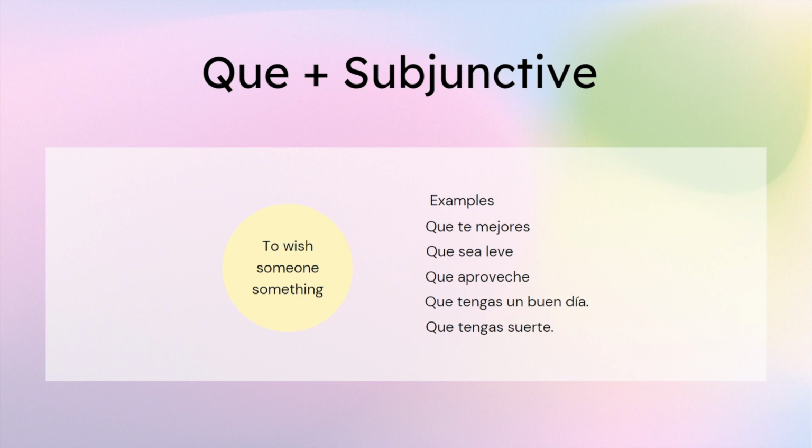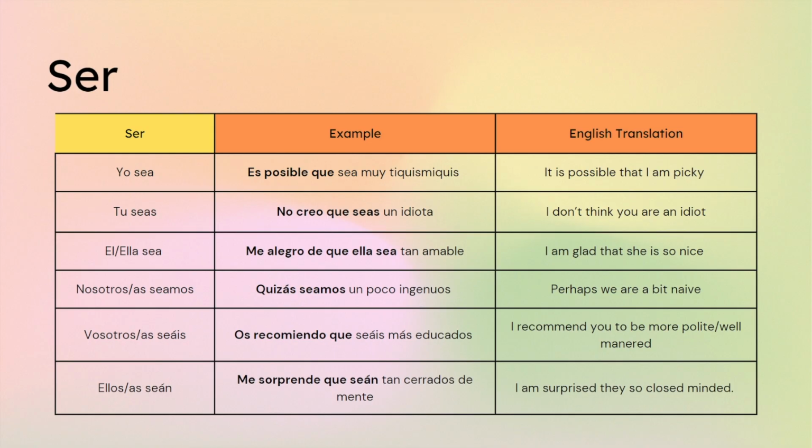So, que te mejores, get well, que sea leve, I hope it's not too bad, que aproveche, like bon appétit. Que tengas un buen día, have a good day. Que tengas suerte, good luck. So to wish someone something, we are also going to use the subjunctive, which shows why learning the subjunctive is going to help you master Spanish in general, not only for people who are taking exams and are asked about the subjunctive, but it is something that in Spanish is used a lot on a day-to-day basis. Now we're going to have a look at some verbs.